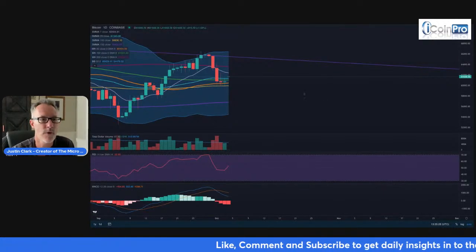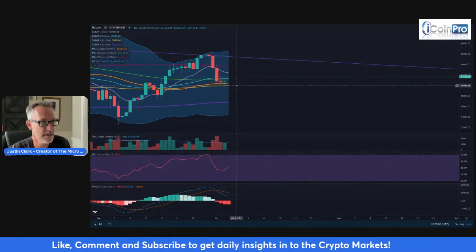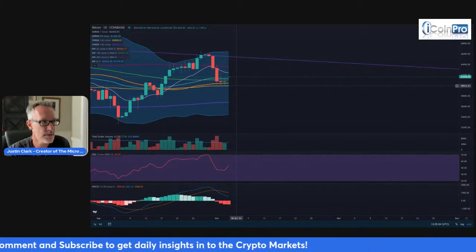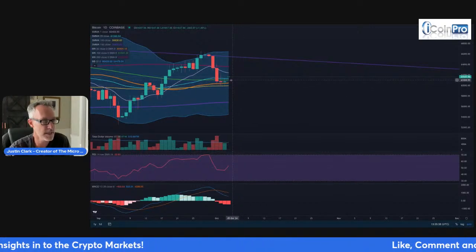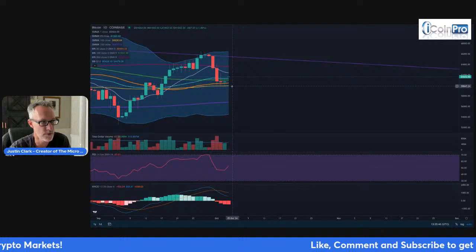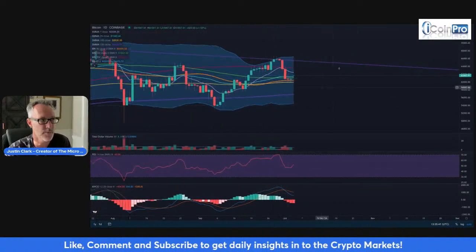So we've got to really watch 60,000 right now, because that is a very, very key level. If we lose 60,000, then that could bring out more sellers, and it would mean that we lose some of these moving averages. This purple line on the downside is kind of the last line of defense of a potential bull market.